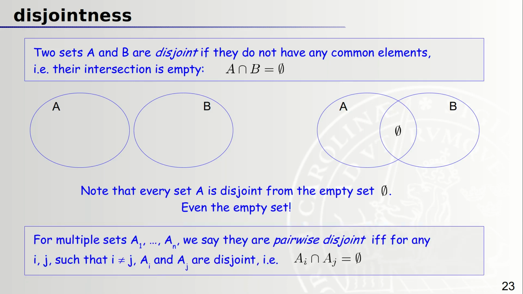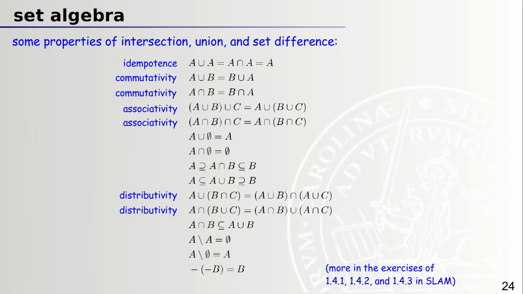This idea also generalizes easily to more than two sets. We say that a bunch of sets A1 through AN are pairwise disjoint if no two of them contain any common elements. That is, if every pair of them is disjoint. Using these operations, it is possible to compute with sets in a way that is not too different from how one computes with numbers, including a variety of rules for transforming expressions involving sets and operations on sets. You're not expected to learn these rules of the set algebra, but you should be aware of their existence, and there's more material on that topic in the textbook.